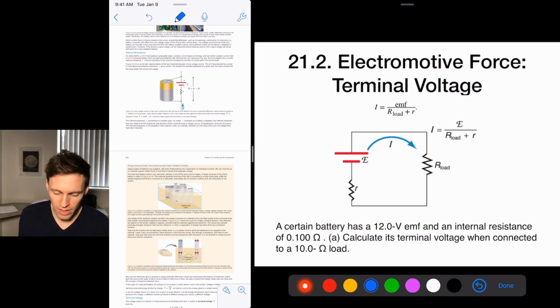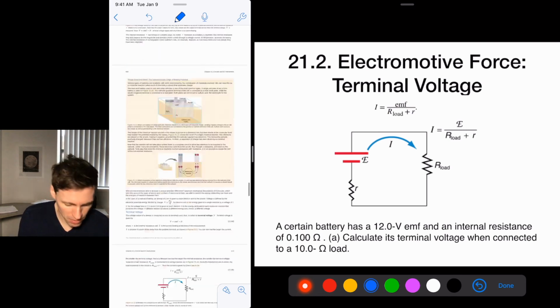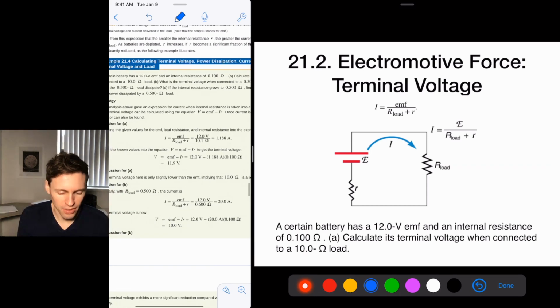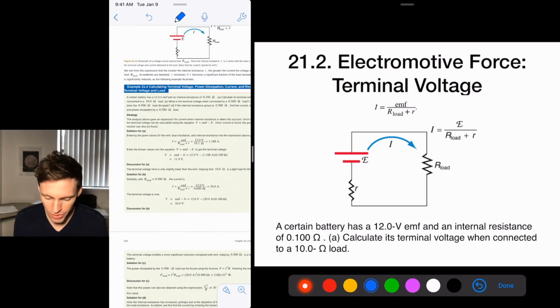Okay, your next problem: calculate, a certain battery has a 12 volt EMF, so that means EMF is 12 volts, internal resistance of 0.1 ohms, that's this little r. Calculate its terminal voltage, which is what you would measure and what's available to you, V, the normal V, when connected to a 10 ohm load. Your EMF is 12 volts, you divide by your total resistance, and you get 1.188 amps. Then you go to your other equation, V equals EMF minus Ir, and you see that what's available, with a 0.1 volt drop or whatever, gives you 11.9 volts here. That's all these problems are to determine: your terminal voltage.